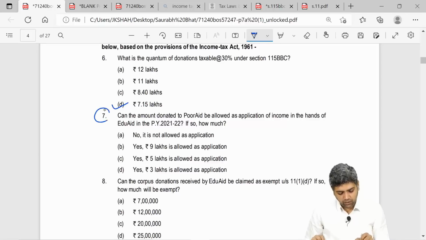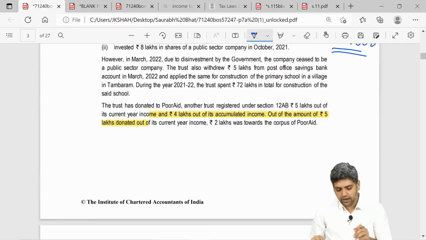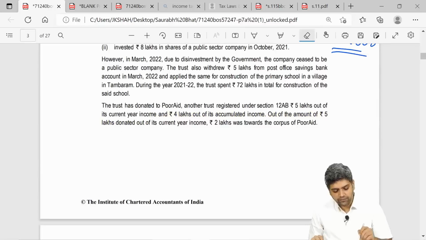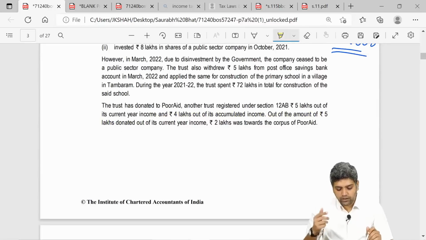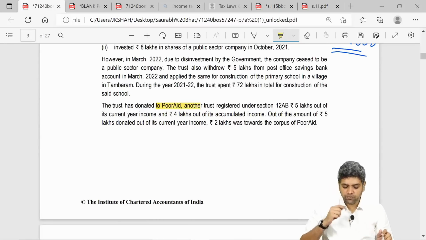Then they say, question number 7, can the amount donated to Poor Aid be allowed as application of income in the hands of Edu Aid in the previous year? If so, how much? Now they have given one para on this, and they have told us that you have made a contribution of 5 lakhs out of current year income and 4 lakhs out of accumulated income.